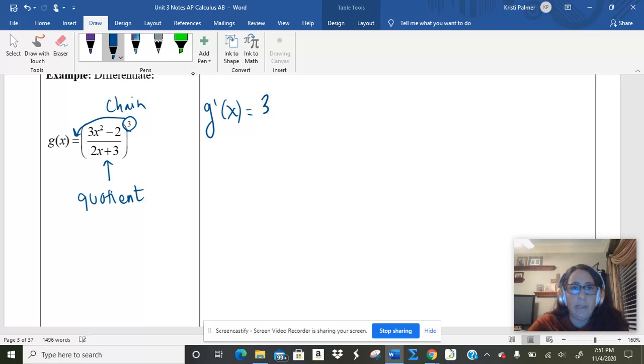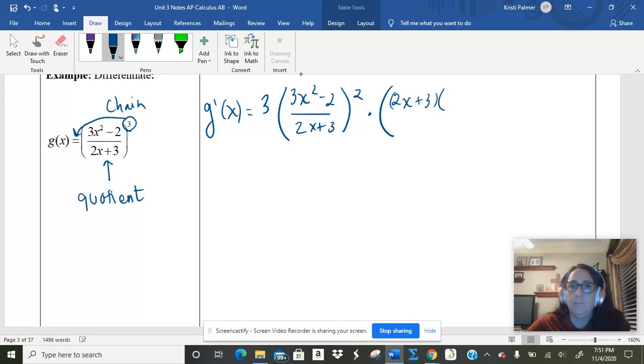All right, so I'm going to bring down the 3, derivative of the outside, leave the inside alone, times the derivative of the inside. When I take my derivative of the inside, I'm going to say low d high, minus high d low, all over low, low.